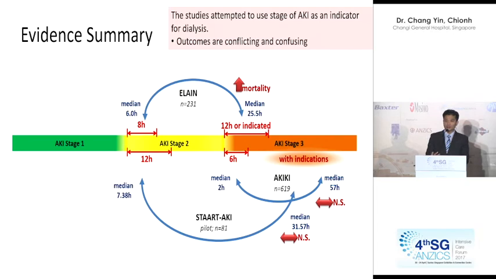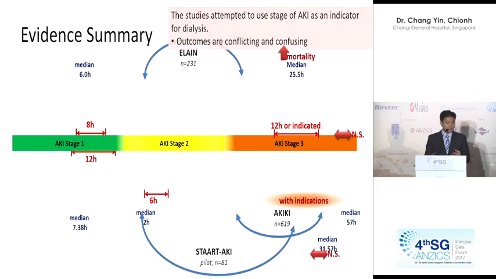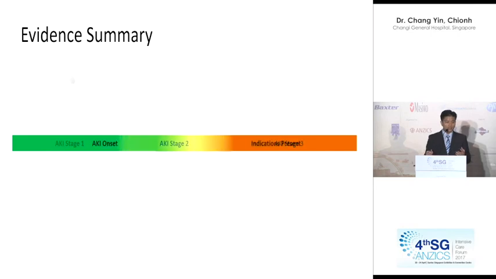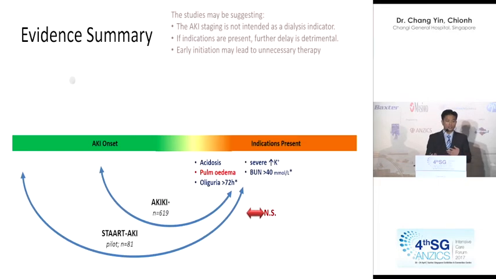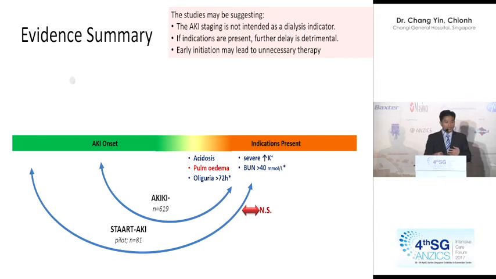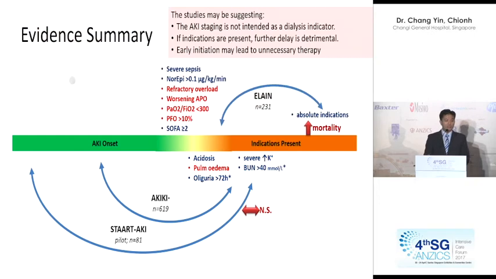So this is very, very confusing. Do we start early? Do we start late? So what I would suggest is, let's take away all this, and instead of looking at the AKI staging, we look at the differences between AKI onset and the indications, whether or not they are present. So we have the START-AKI and the AKIKI study, which actually showed that if you start renal replacement therapy at the onset of a diagnosis of AKI versus starting when early indications are present, there's no difference in mortality. And then we look at the ELAIN study.